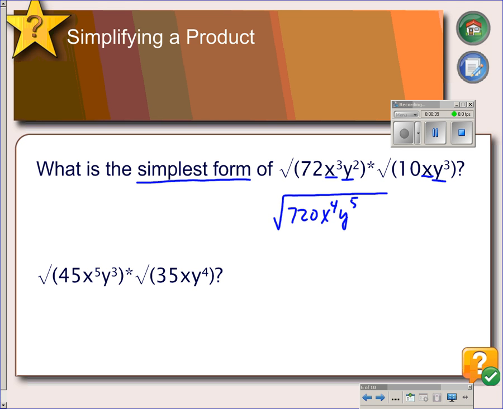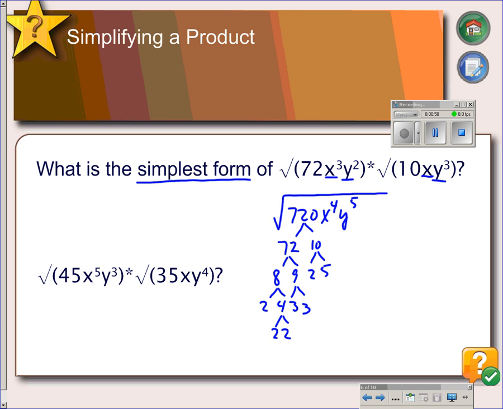and simplify. So 720 is 72 times 10. 72 is 8 times 9. 10 is 2 times 5. 9 is 3 times 3. 8 is 2 times 4. 4 is 2 times 2. So there it is all factored.